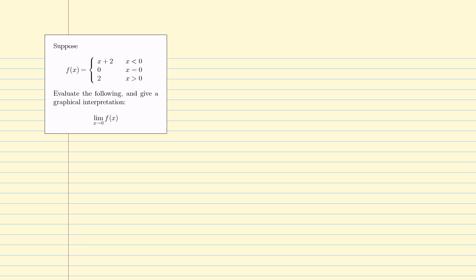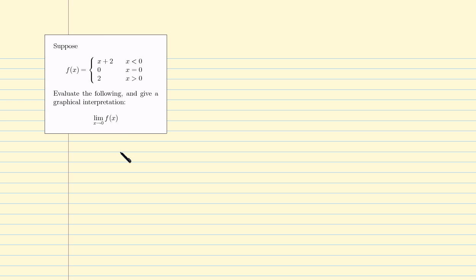Okay, in this problem, we're given a piecewise defined function. We have three pieces here, and we're asked to find the limit as x approaches 0 of that function, and to give a graphical interpretation.